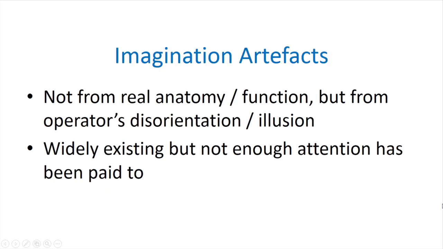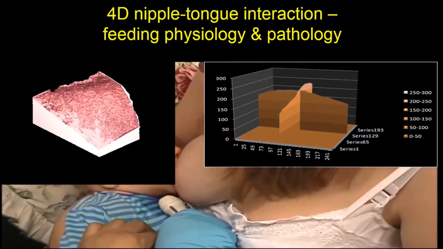The first one is imagination artifact. It's not from the real anatomy or function you see, but from the operator's disorientation or illusion. Let me give an example.